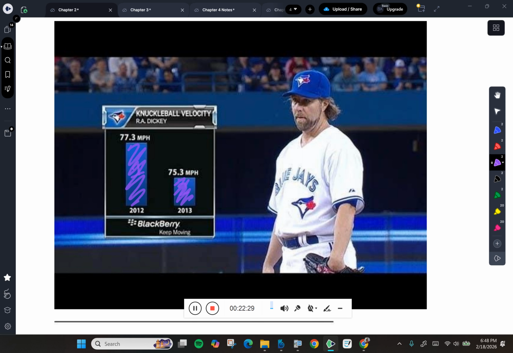But then if you stare at it a little bit longer, we're talking about a 2 mile per hour difference. But does that graph show that? Because when I'm looking at that bar, I would say that this one looks like it's half as big.